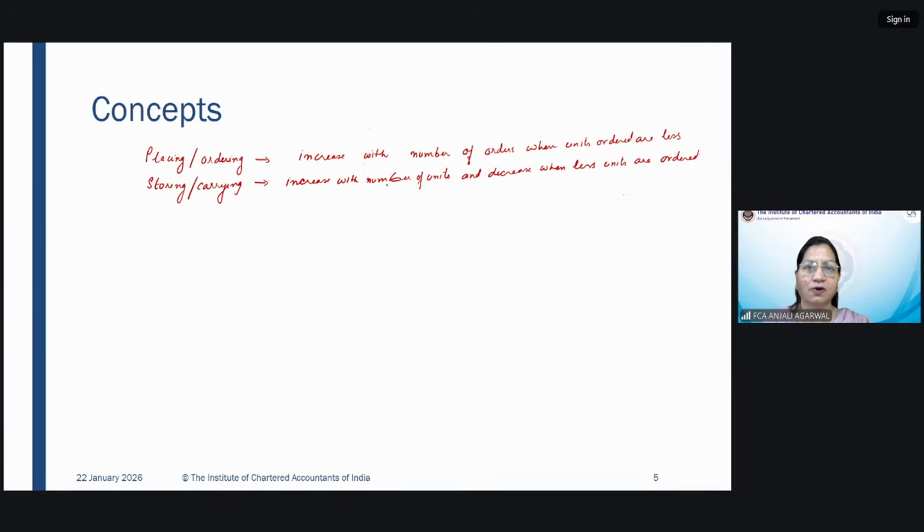With number of units ordered more, that means less orders. And less units ordered means more orders. So once again, be careful. What is it that is given? On the y-axis, there will always be cost. On the x-axis, you might have either units ordered, how many units are ordered, or you might have number of orders.